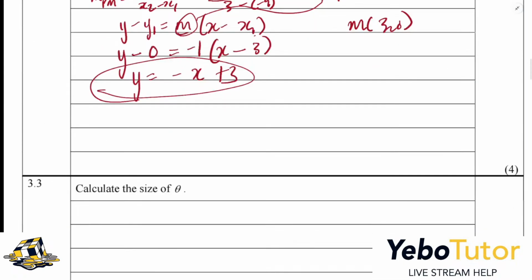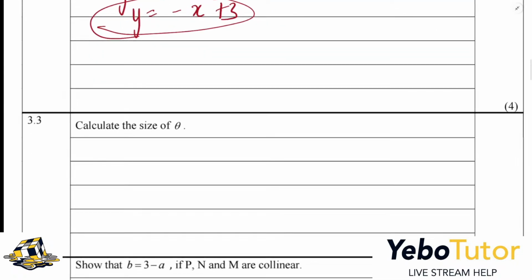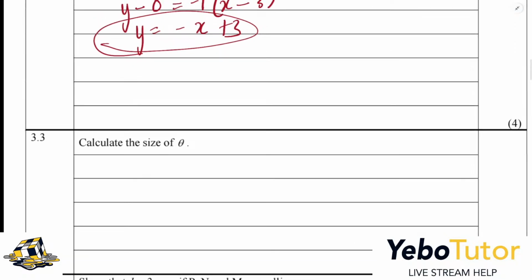Now let's go to question 3.3. They're saying calculate the size of theta. What is theta? We can see that theta is an angle, and this angle is on QR. This makes our life a bit easy, because we know where QR is. So without wasting much time, we can solve our problem.